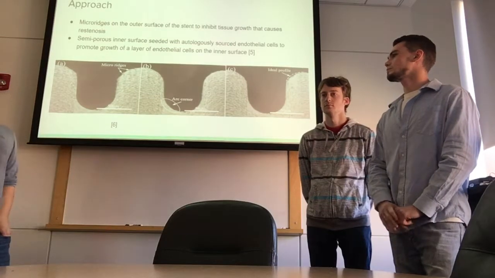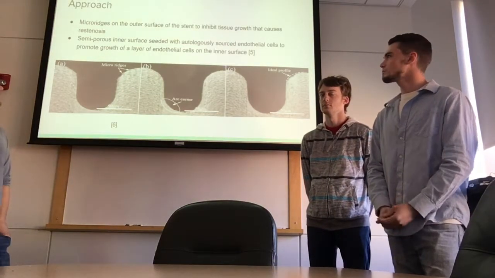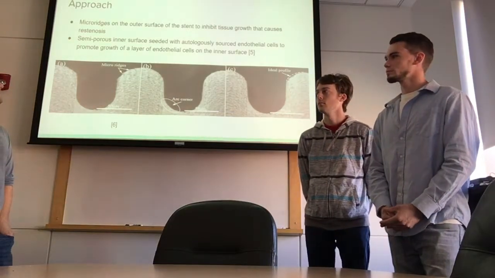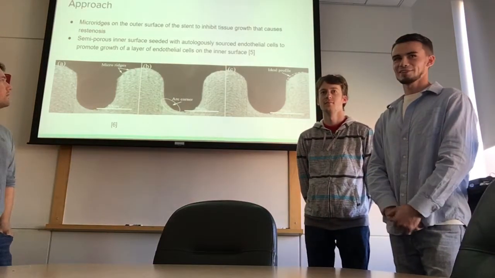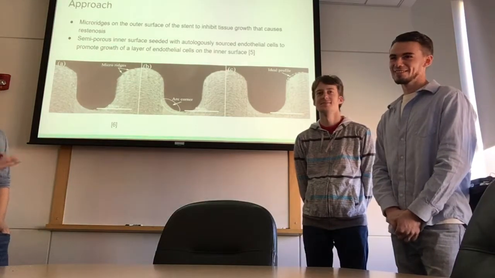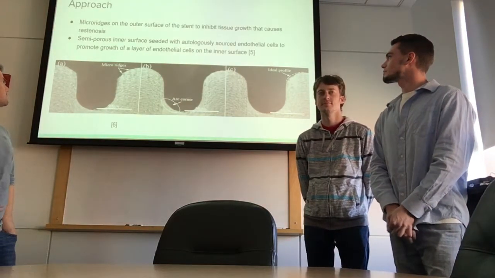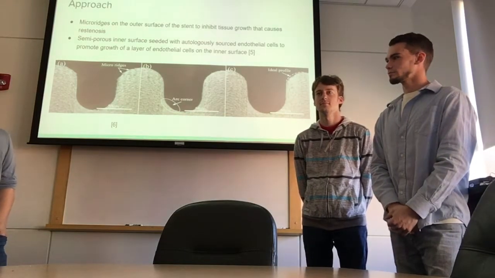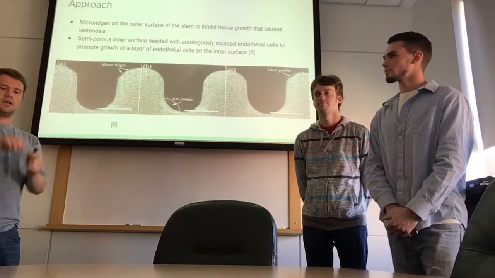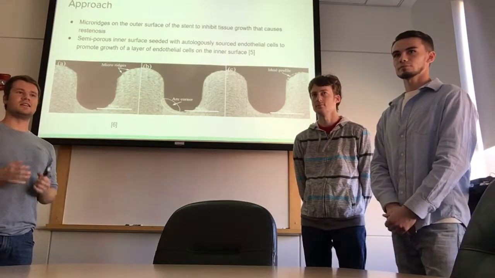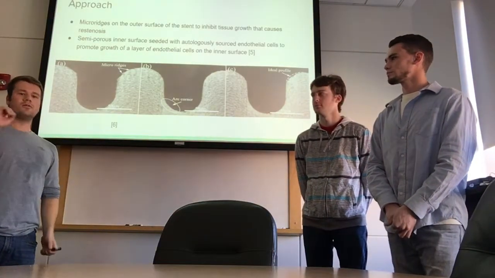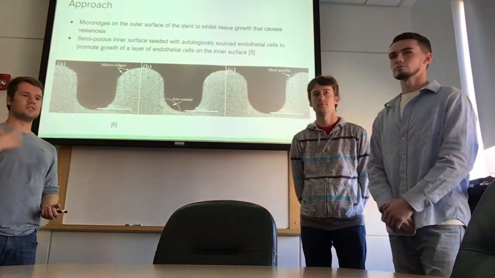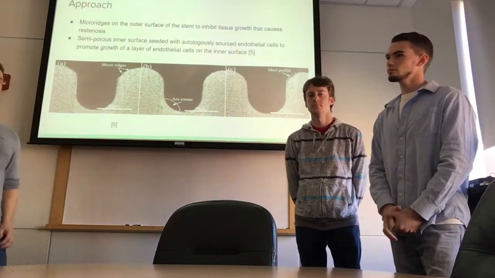And then on the inner surface, we were hoping to put a semi-porous layer, which was seeded autologously, sourced with endothelial cells from the patient itself to try and promote a layer of endothelial cells on the inner surface to almost encase the stent within the artery, so it would be able to prevent future restenosis and then have the stent degrade over time.